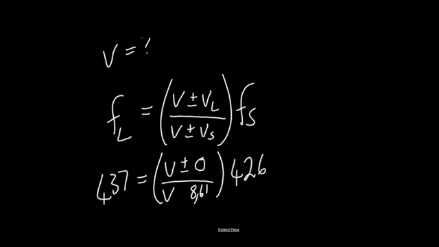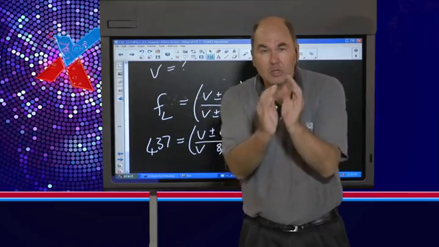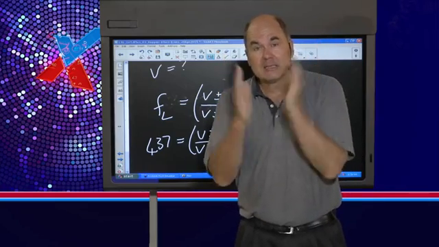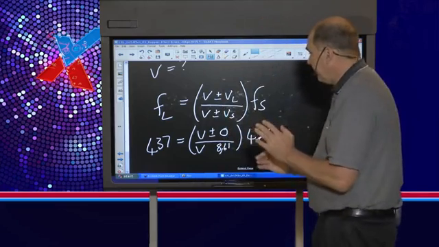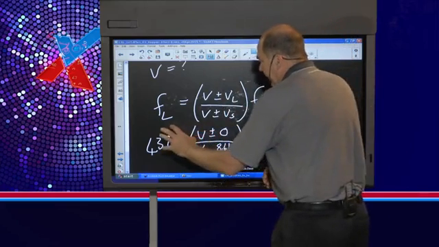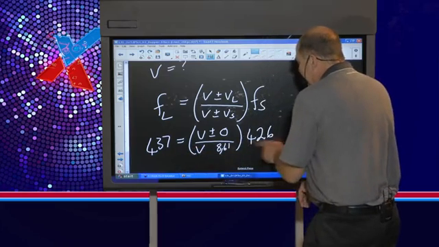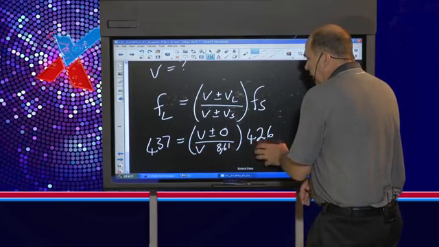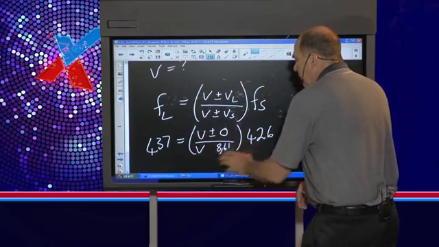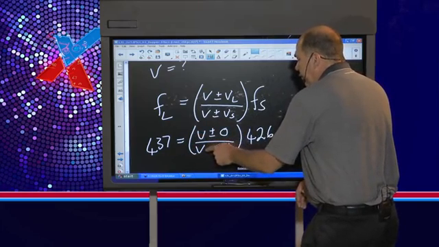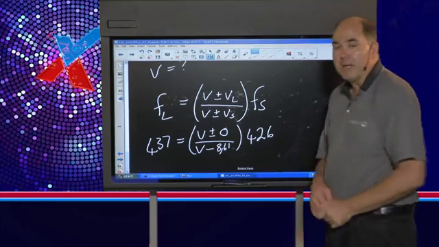There's only one thing that I don't know and that I've got to work out here: is that sign going to be a plus or is it going to be a minus? This is the crucial part of the whole idea. We need to make sure that if the observed frequency is bigger, then the denominator here must be smaller. So that must be a minus.